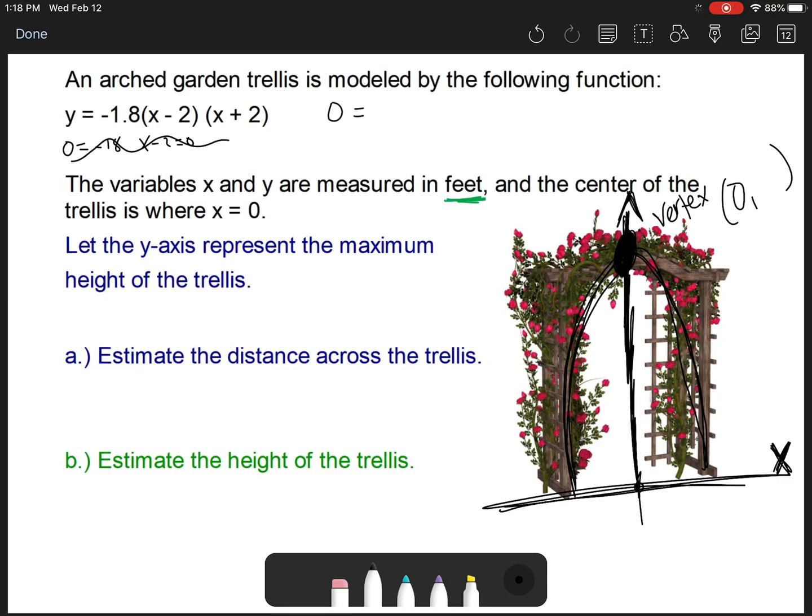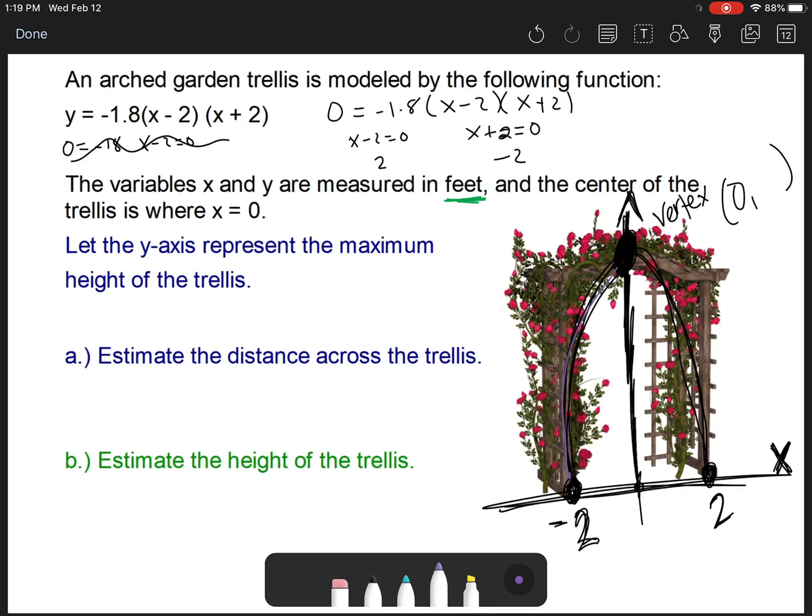Let me rewrite this. So when y is 0, we'd have 0 equals negative 1.8 times (x minus 2) times (x plus 2), which means in order to make that true, either x minus 2 is equal to 0 or x plus 2 equals 0. So our x-intercepts are 2 and negative 2. Here would be my negative 2, and here would be my x-intercept of positive 2. Looking at this model and the picture we drew with our x and y axes, we can answer these A and B questions.